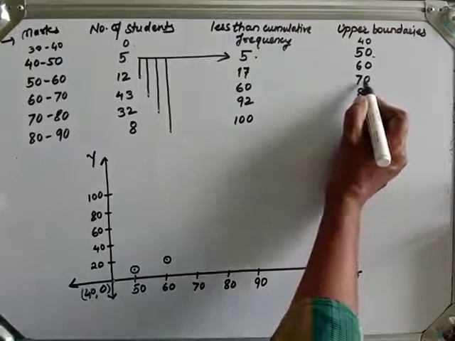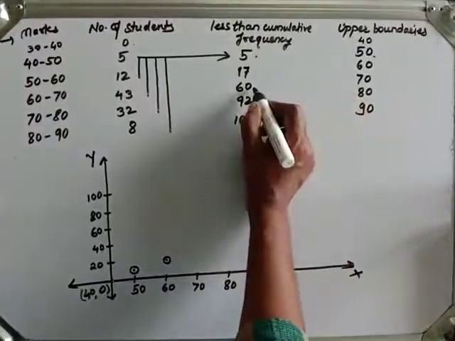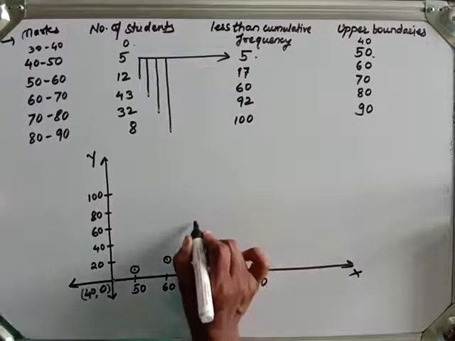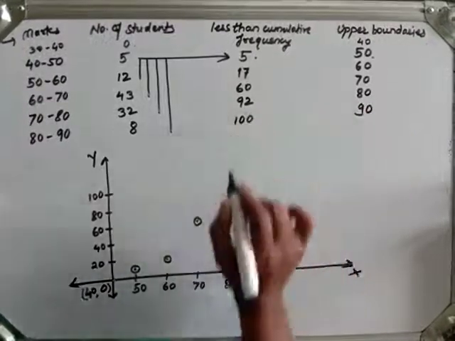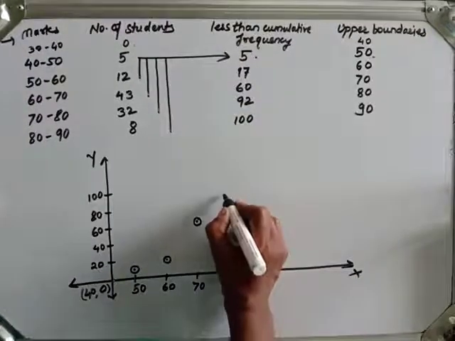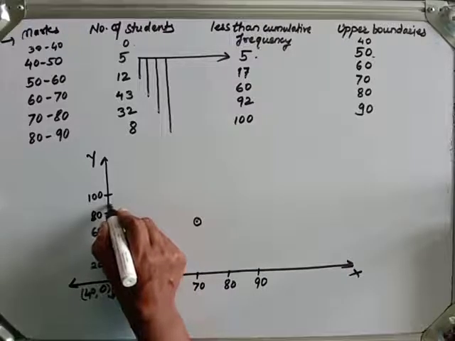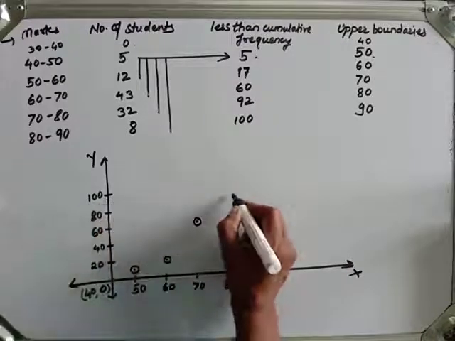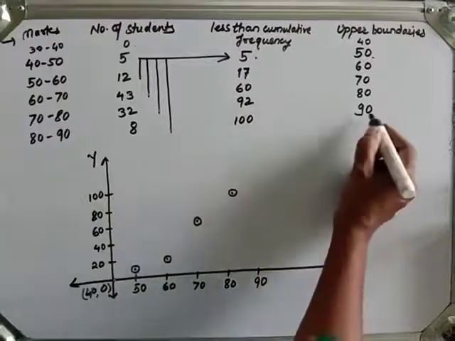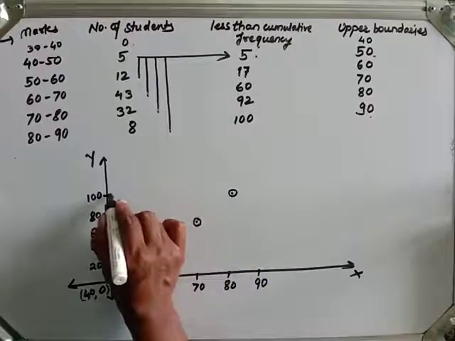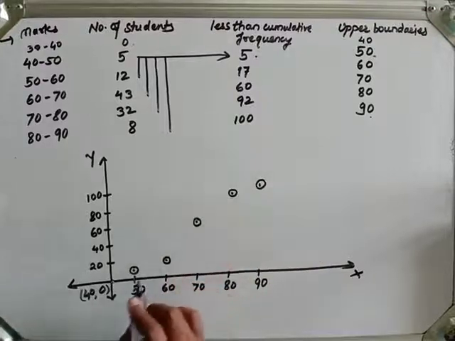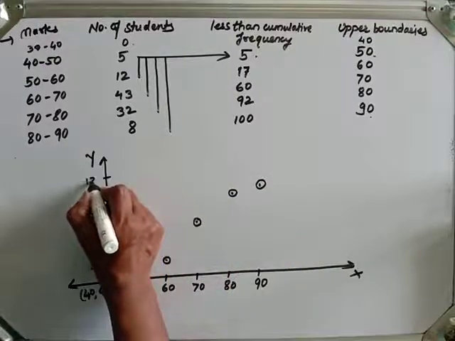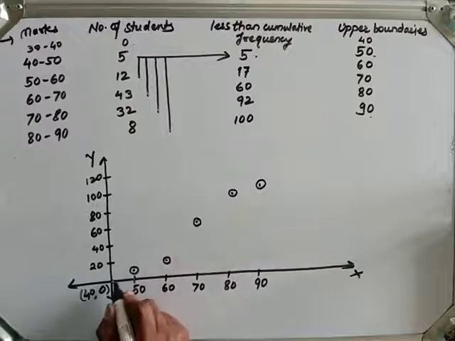Now 70 comma 60, it will be here. Now 80 and 92, it is near 90, somewhere above that. Then 90 and 100, it is here. Once we get these points, we simply connect them by straight lines.